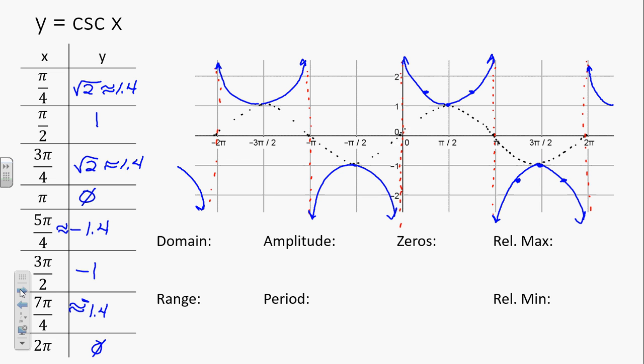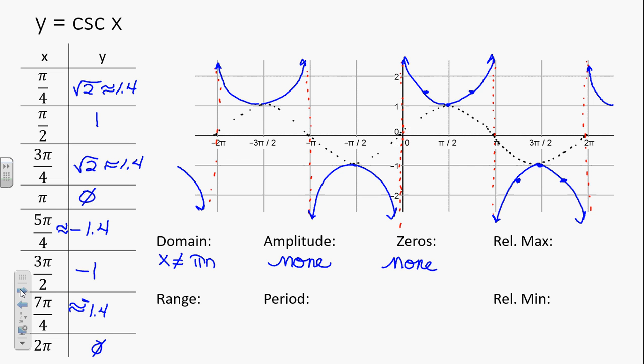Now we can't be all real numbers, can we? So where do we have our asymptotes? Multiples of pi, don't we? Okay. So x not equal to pi times n, or n times pi. Is there an amplitude? Nope. Do we have any zeros? Nope.